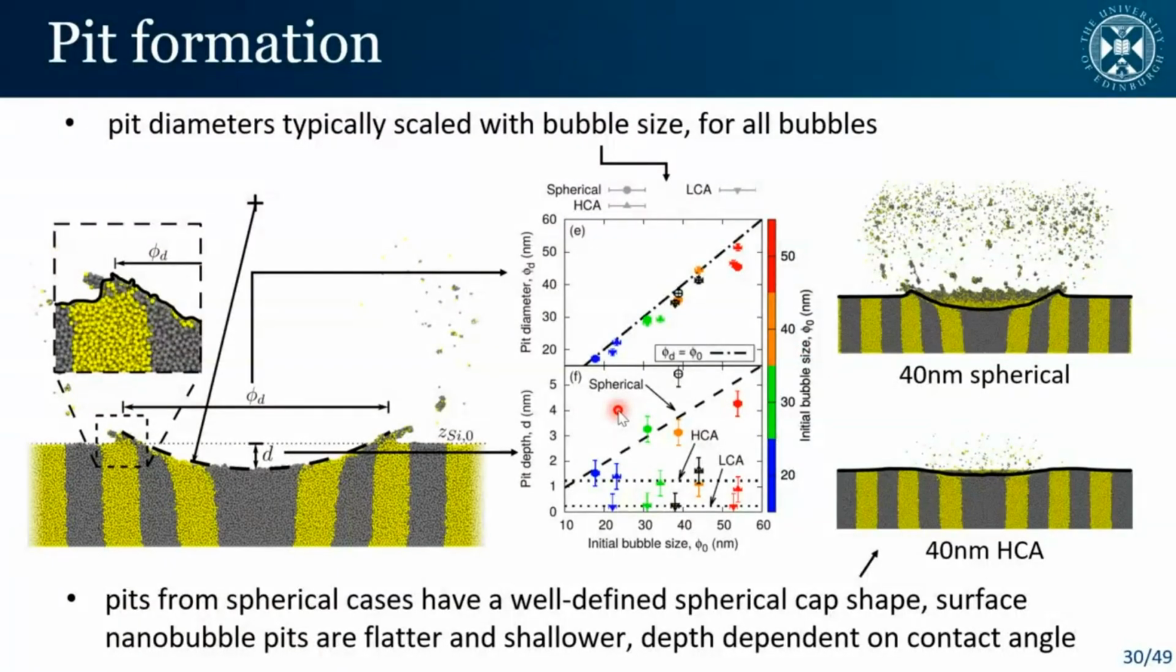So for the pit depth, we found that as the bubble increased in size, the pit depth also increased. For the surface nanobubble cases, the pit depth was really only dependent on the initial contact angle. So the high contact angle case had a certain pit depth, and for the low contact angle case, the pit depth was pretty minimal. I think what's apparent as well is that the spherical cases produced a lot more atomic debris removed from the surface.